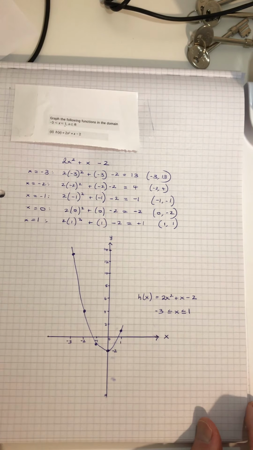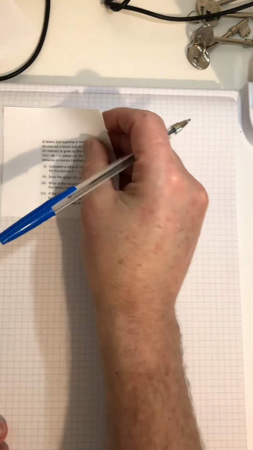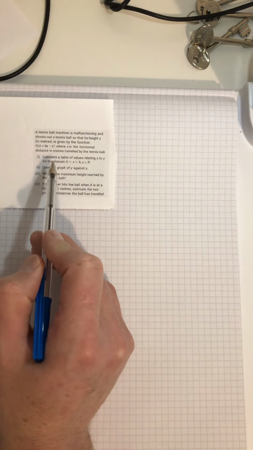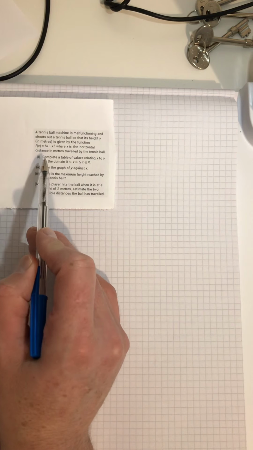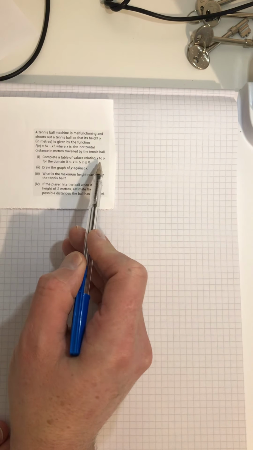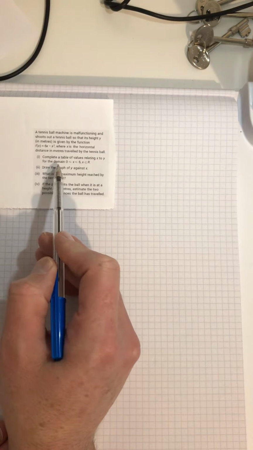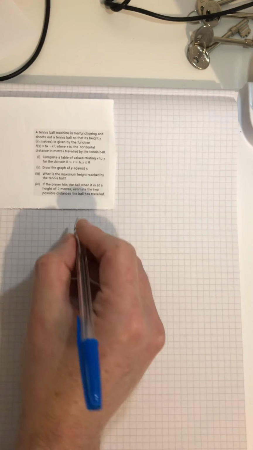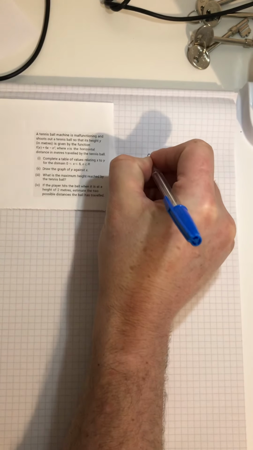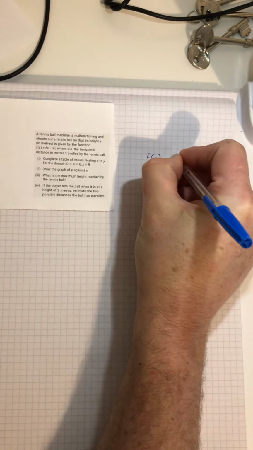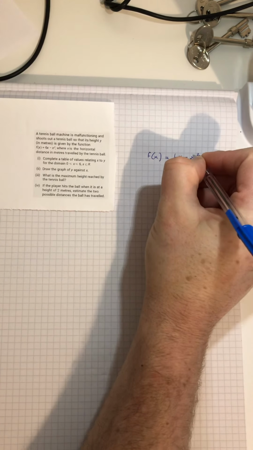And now you were asked to do a second one. So the second one is a real problem solving question. Okay, so the second question, we have a tennis ball machine malfunctioning and shoots the tennis ball out so that its height is given by this function. So again we have a function and we're going to complete a table of values relating to x and y for the domain 0 to 6. So again we have our function f of x equals 6x minus x squared.